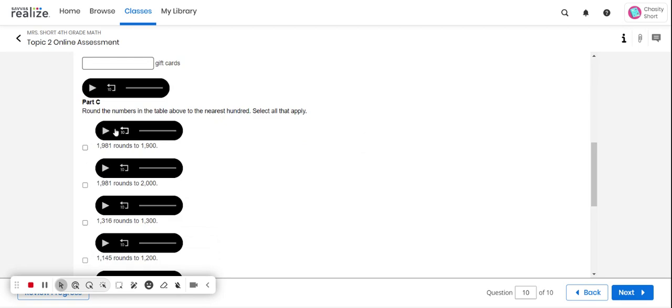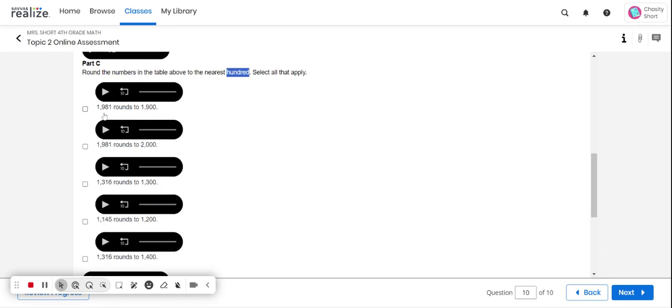Okay. Part C. Round the numbers in the table above to the nearest 100. You have to read very carefully. If you're not rounding it to the nearest 100, then that's not going to work. So, 1,981 rounds to 1,900. So if we're rounding to the nearest 100, we're underlining the 9 and we're circling the 8. Oh, that's just terrible. The 8 is going to tell the 9 to get bigger. So this would actually turn into a 20. This is not true. That would actually round to 2,000.